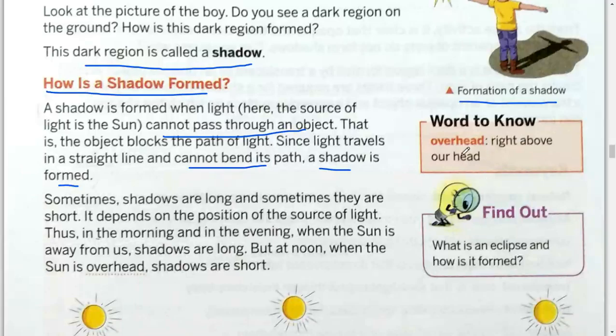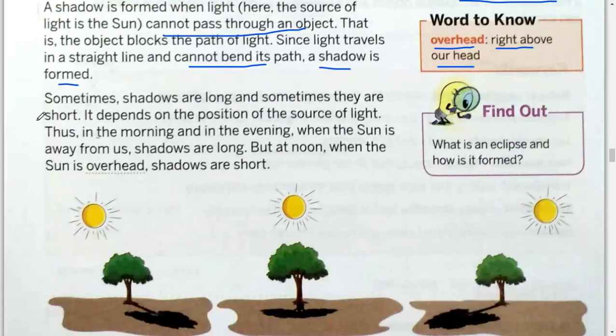Overhead means right above our head. Sometimes shadows are long and sometimes they are short. It depends on the position of the source of light. Thus, in the morning and in the evening, when the sun is away from us, shadows are long, but at noon, when the sun is overhead, shadow is short.